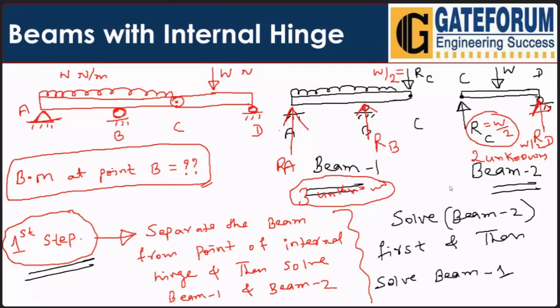Okay, now once you have got the value of RC, that is the support reaction at the internal hinge, then you can solve any part of the beam. You can find out any shear force or any bending moment, very simply. Let me move to the problem from the previous GATE.